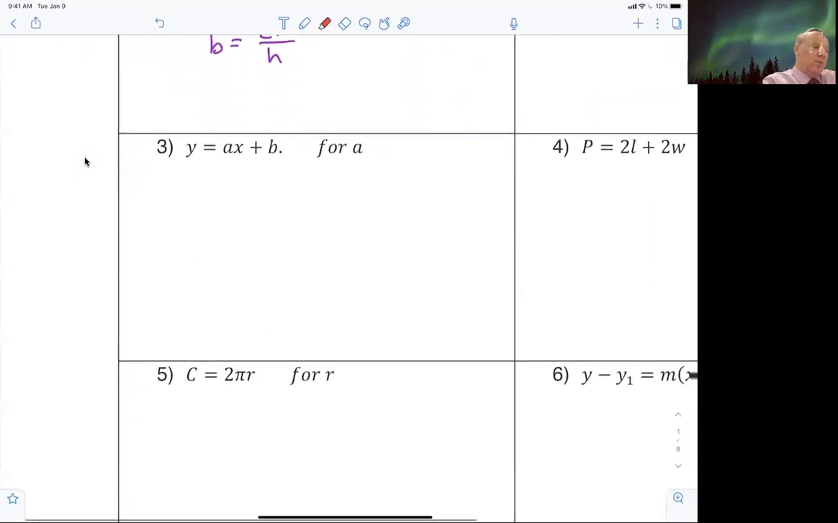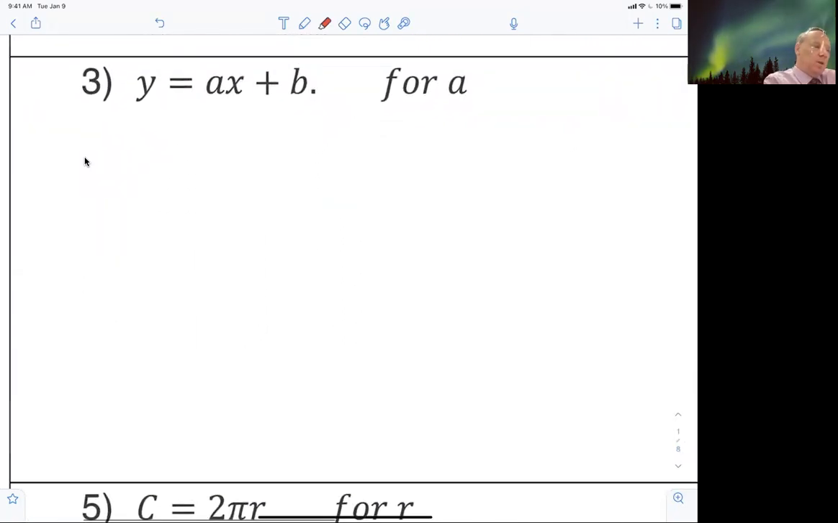All right, now we're solving for A. So the first thing you should be able to tell me is I need to get rid of the B. So you should say Y minus B equals AX. You with me on this, Zeb? Or you have a question?